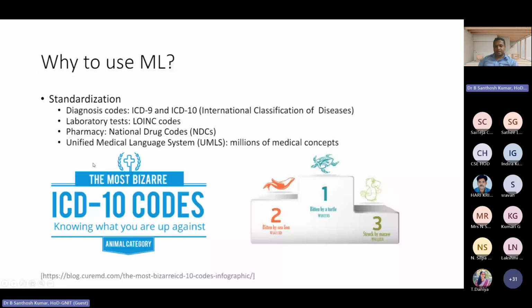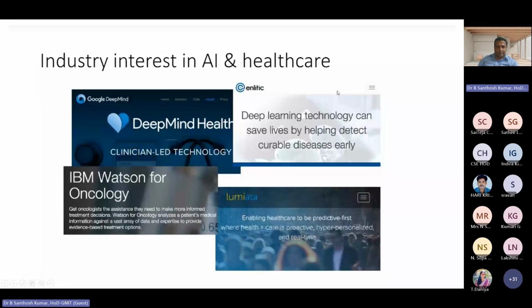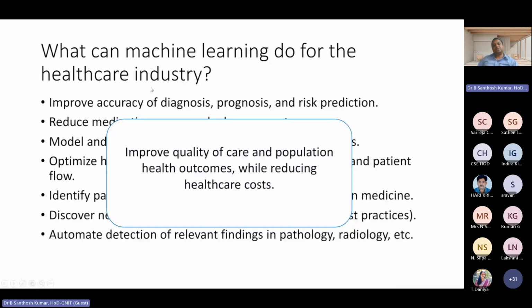For each and every disease, they have certain codes. Then the industry interest in artificial intelligence in healthcare includes DeepMind Health, then IBM Watson for oncology, then deep learning technology, like that. So what can machine learning do for the healthcare industry? We can improve the quality of care and population health outcomes while reducing healthcare cost.